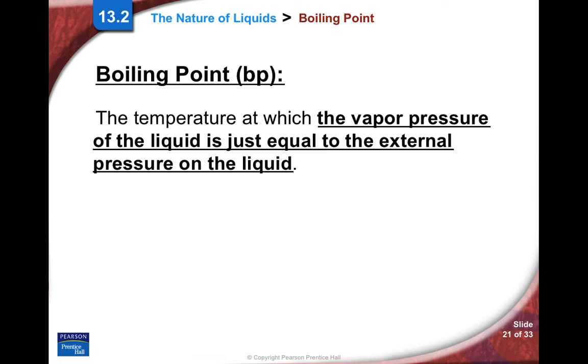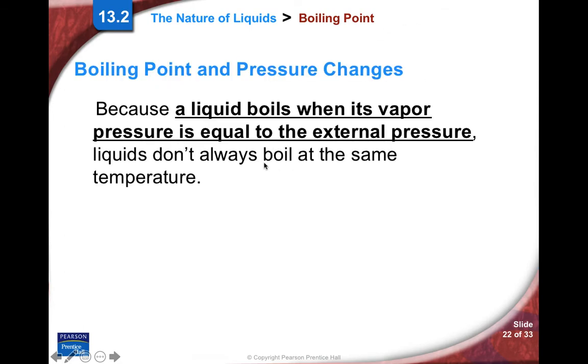Boiling point is the temperature at which the vapor pressure of the liquid is equal to the external pressure, the atmospheric pressure on the liquid. And that's a big deal. So how hard the air is pushing down versus how hard the liquid water pressure is pushing up. When they get to the same pressure, the substance will boil. And so liquids boil when vapor pressure is equal to external pressure, which means on different days at different elevations, you're going to have different temperatures when something's boiling.